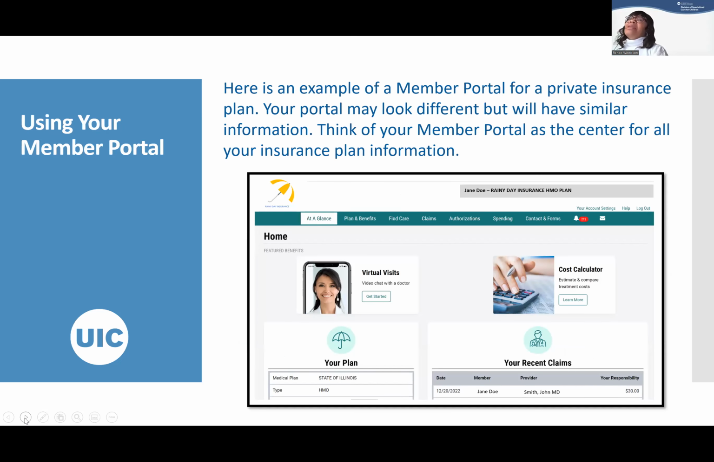Okay, now we're going to talk a little bit about your member portal. It is very beneficial to know how to use your member portal. For a private insurance plan, you may have the member portal, and it may look a little bit different for different plans, but this is just the basic of what it may look like.